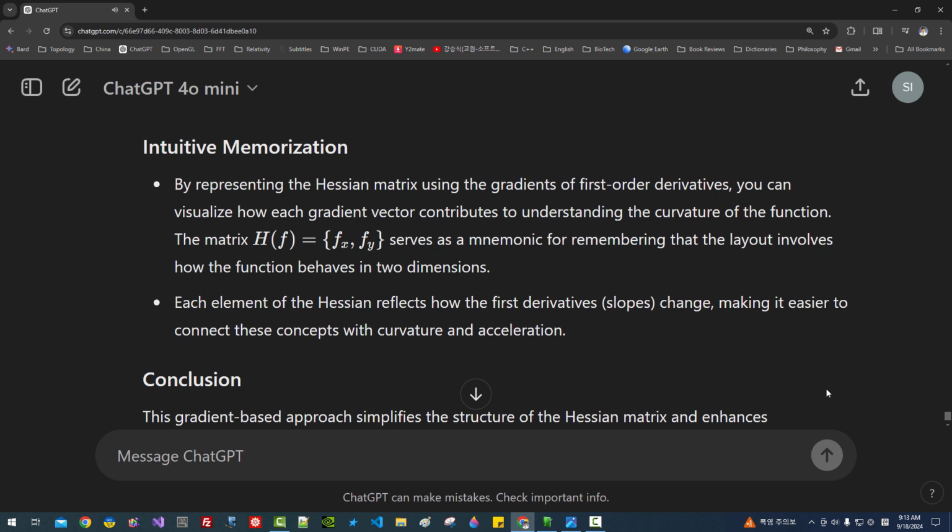Intuitive memorization. By representing the Hessian matrix using the gradients of first-order derivatives, you can visualize how each gradient vector contributes to understanding the curvature of the function. The matrix H_f equals fx, fy serves as a mnemonic for remembering that the layout involves how the function behaves in two dimensions. Each element of the Hessian reflects how the first derivative's slopes change, making it easier to connect these concepts with curvature and acceleration.